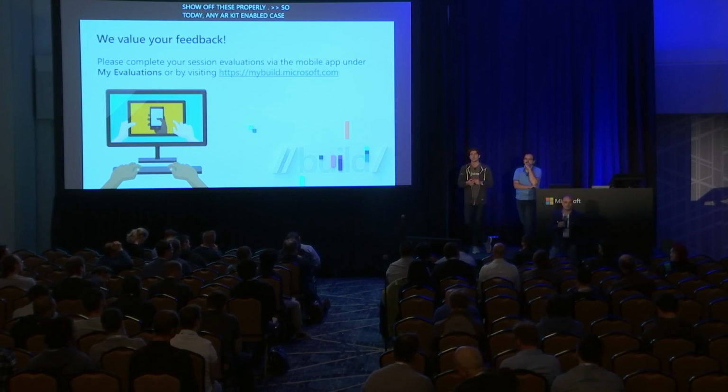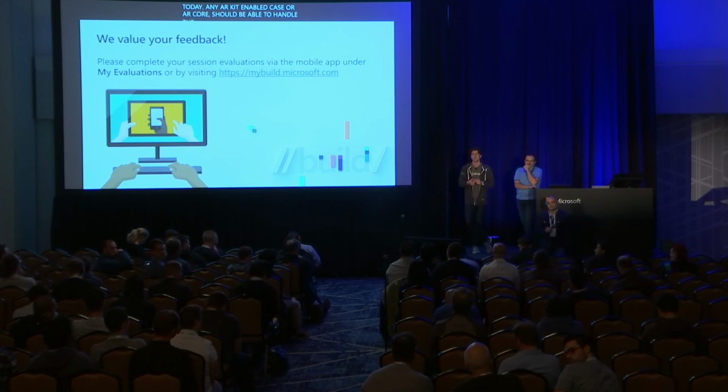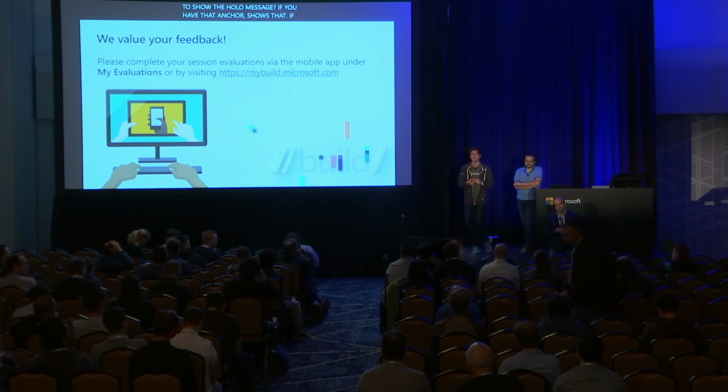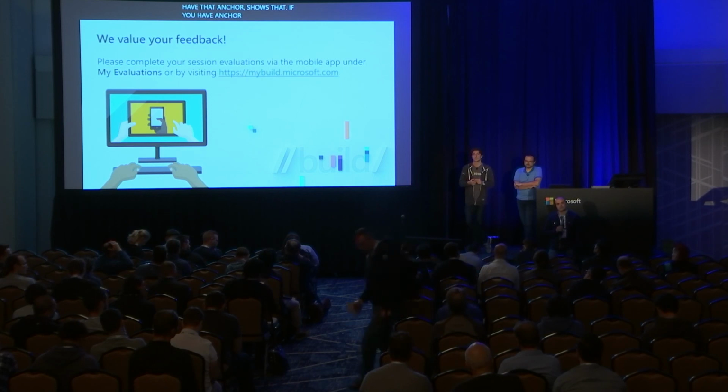And what's the best recommendation to show, like you showed the hello world message, but typically if you have that angle, that's the only way it shows up. But if you have an anchor on a moving object, then it's difficult to get to the data, I guess.